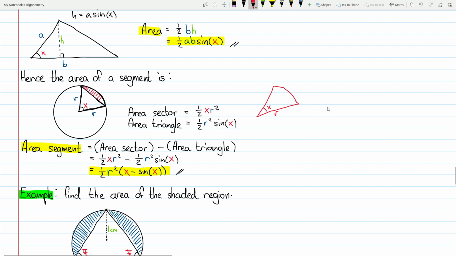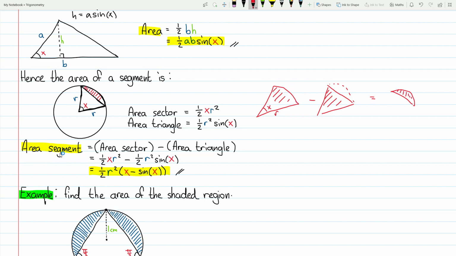And perhaps we're interested in, well, we'll then draw the triangle. So we have the area of the sector, we have the area of the triangle, and if we subtract the two, if we take the whole sector and subtract this area of the triangle, then this gives us the area of the segment, right?